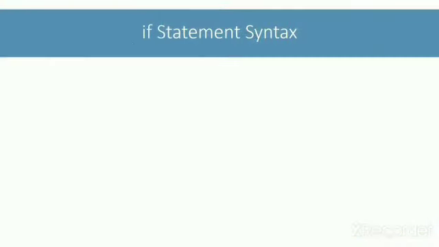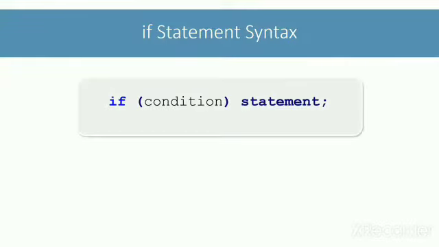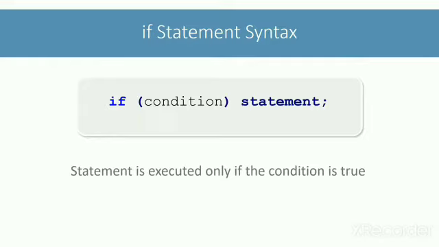In its most simple form, the if statement is written like this. The if statement will test the condition. If the condition is true, then the statement is executed. If the condition is false, then the statement is bypassed. Recall from our code blocks and tokens discussion that a code block containing multiple statements can replace the statement after if, like this.